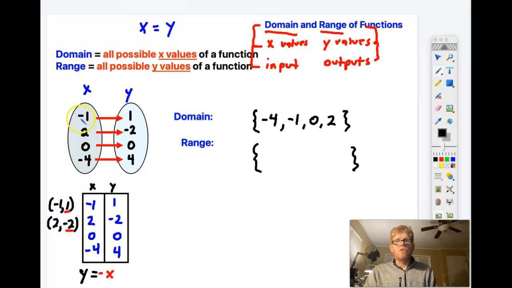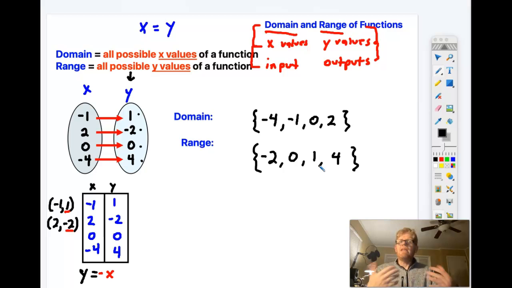What is our range, or all of the y values? Well, those are right here. Again, we're going to put them in order from least to greatest. So we'll have -2 right there, 0 right there, 1, which is right there, and 4 right there. Domain, input, range, output. Domain is all the x values, range is all the y values.